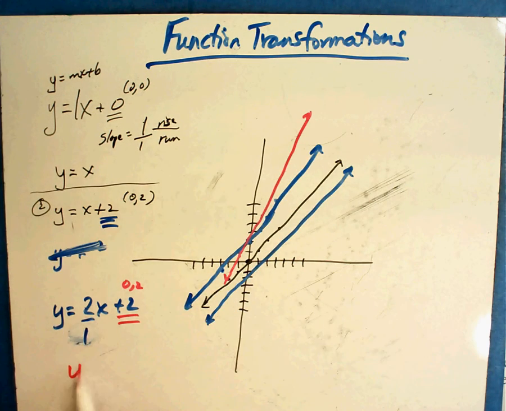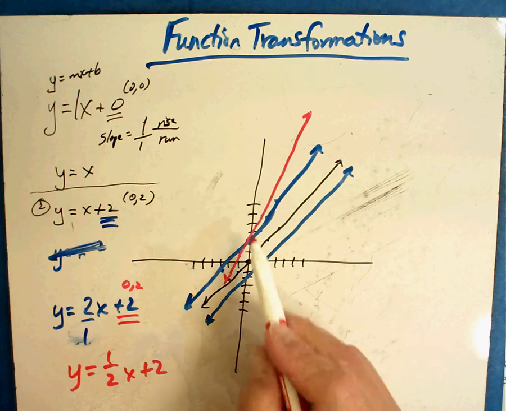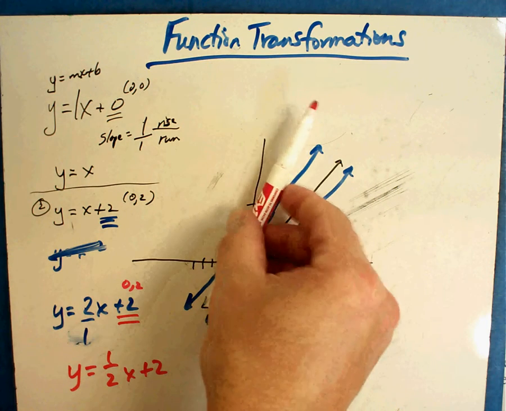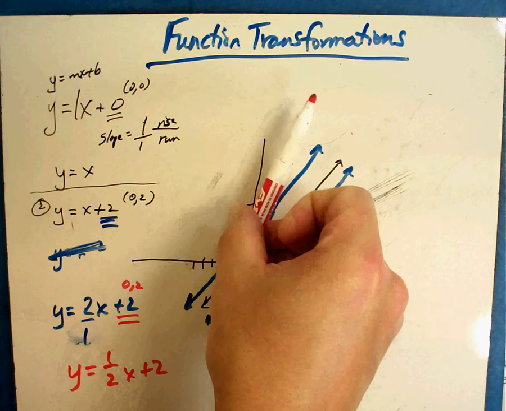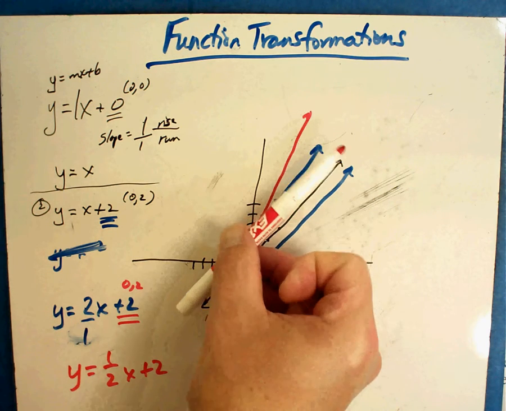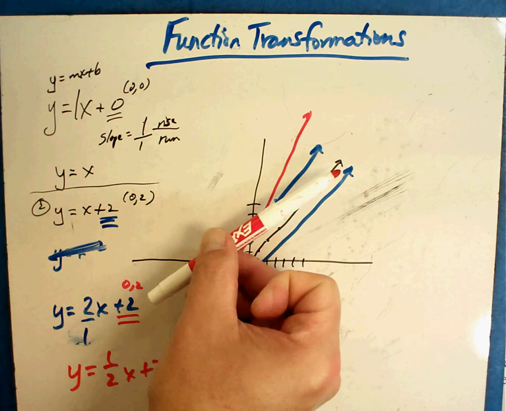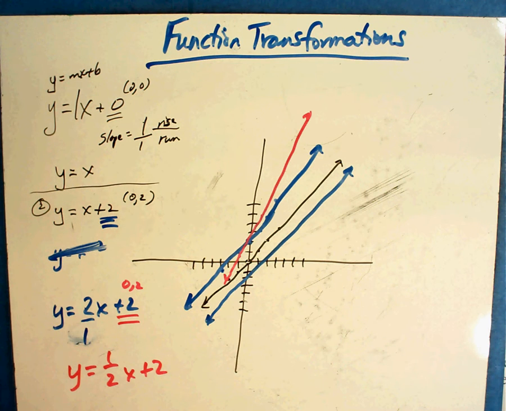What if I had y equals 1/2 x plus 2? Then I would go up 1 and right 2. What's going to happen is that line, instead of being like that, from this line to there, wow, that got steeper with 2x. With 1/2, it's going to start going flatter. And so we can transform these different functions by changing what's there.